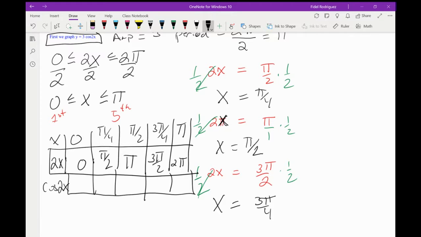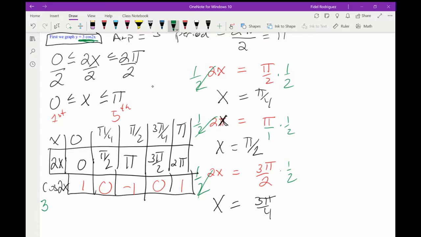Okay, so let's see if we remember. Anybody remember the cosine of 0? 1. Excellent. Cosine of pi over 2? 0. Cosine of pi? -1. Excellent. Cosine of 3 pi over 2? 0. And cosine of 2 pi? Perfect. All right.